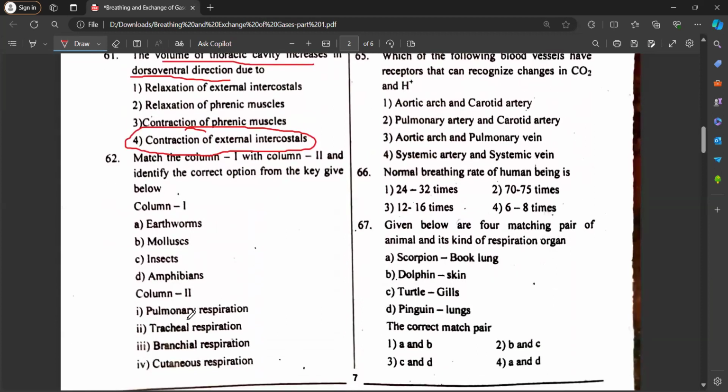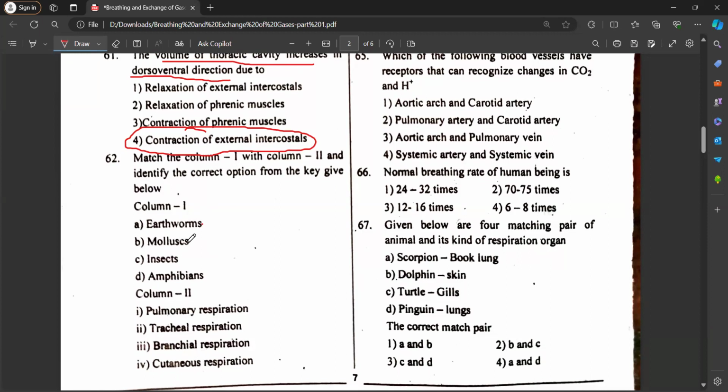Match the following. They gave here the organism and the type of respiration. Let us see. Earthworm has a moist cuticle as a respiratory organ. Therefore, we can go for pulmonary respiration, tracheal respiration, branchial respiration, or cutaneous respiration. What is that? Cutaneous respiration.